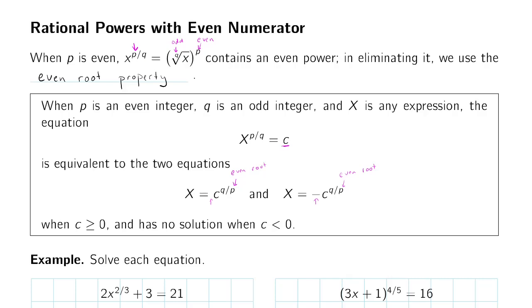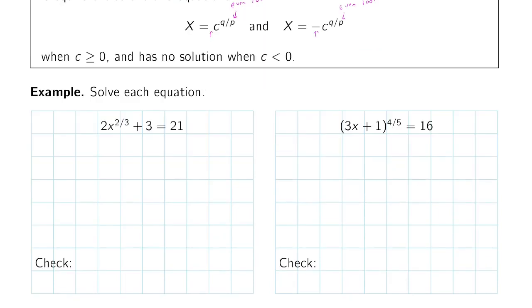Let's see how we apply this in practice. In this first example, we have x to the 2/3. Notice the numerator of this fraction is even. And this x to the 2/3 expression is not isolated. So the first thing I'm going to do is isolate x to the 2/3. We'll subtract 3 on both sides, and we'll get 2 times x to the 2/3 equals 18. We'll divide both sides by 2, and now we have x to the 2/3 equals 9.